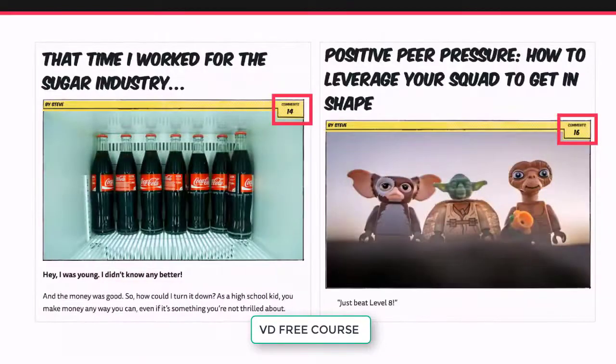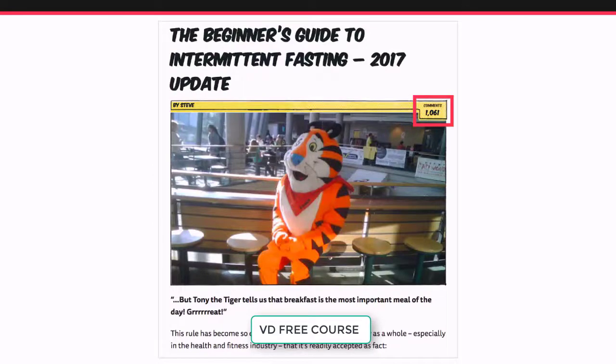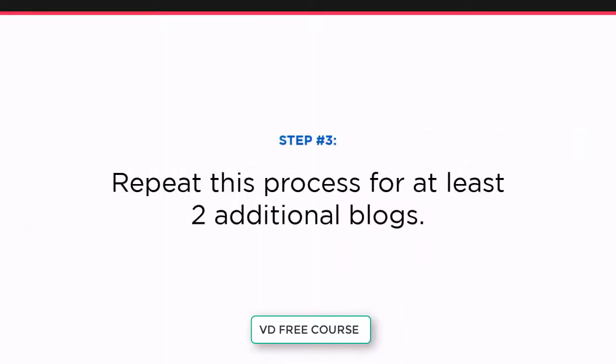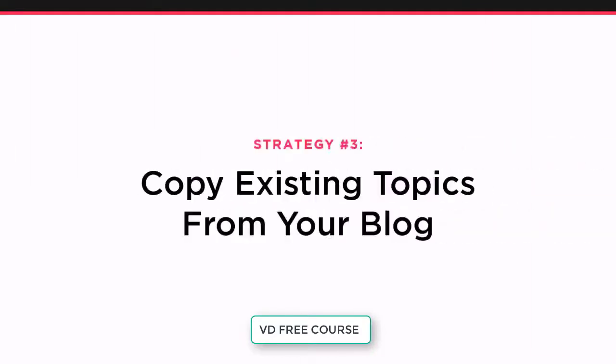Anyway, when I look at Nerd Fitness's feed, I notice that most posts have around 10 to 20 comments. Not bad, but not great. But I see one post that stands out: the Beginner's Guide to Intermittent Fasting. It has over 1,000 comments and lots of social shares. That's good enough for me to add it to my list. Finally, repeat this process with 2 to 4 additional blogs in your space. Then move on to strategy number 3, which is to copy existing topics from your blog.